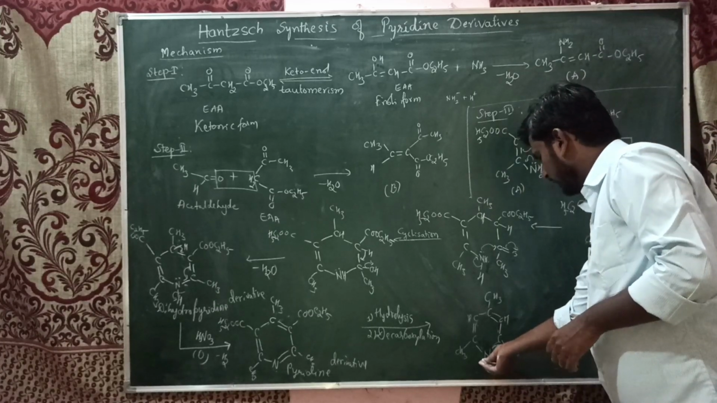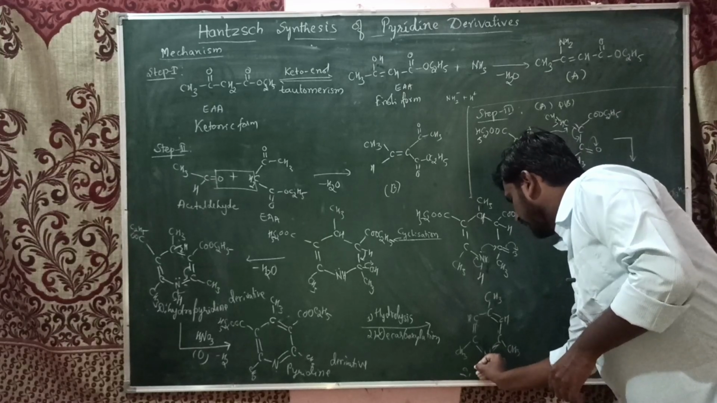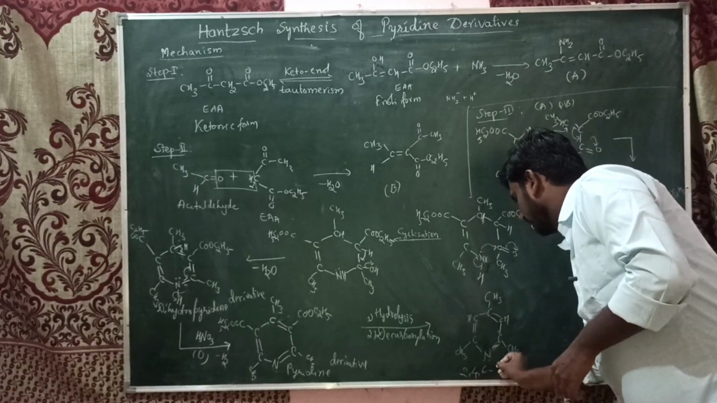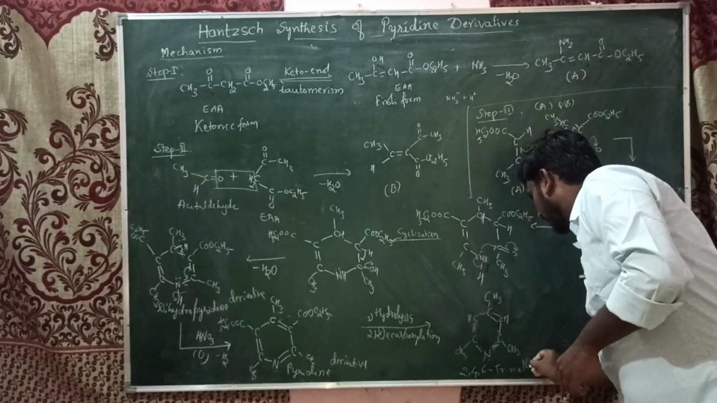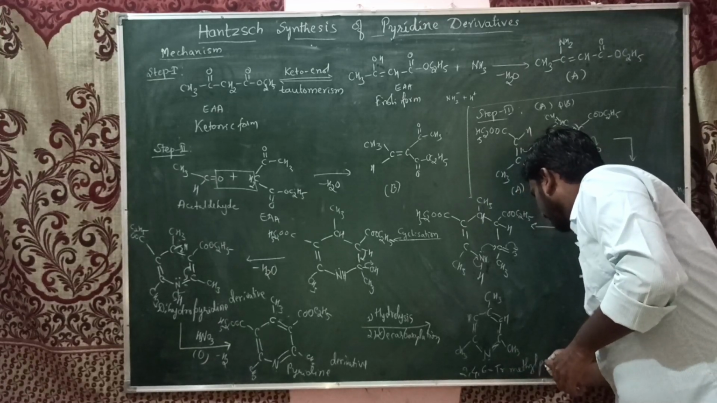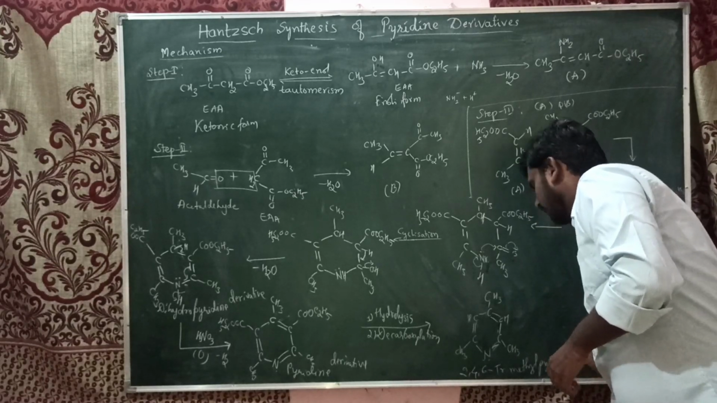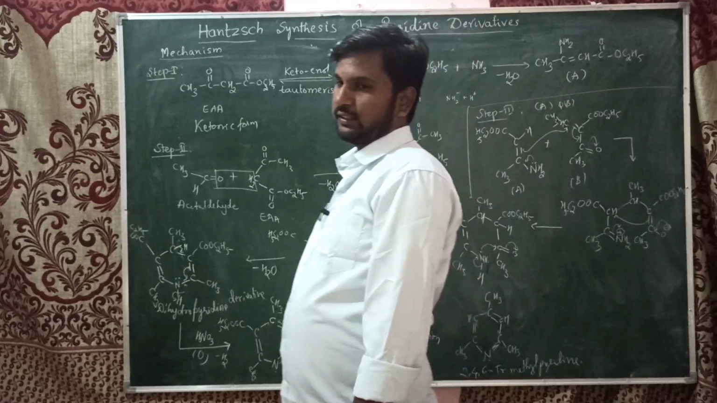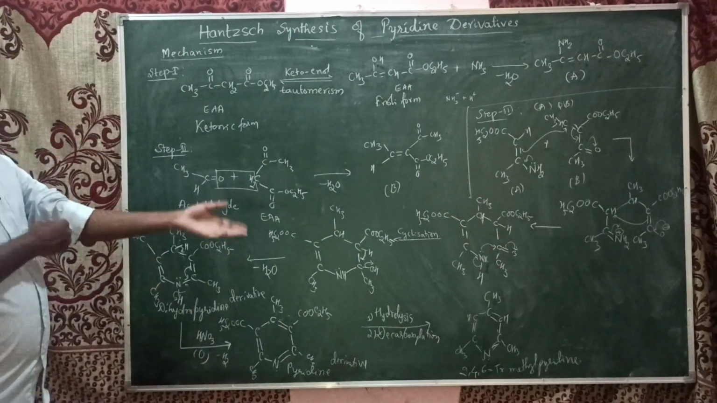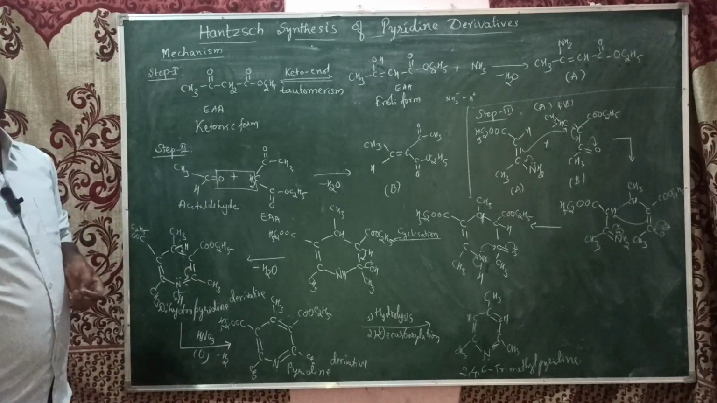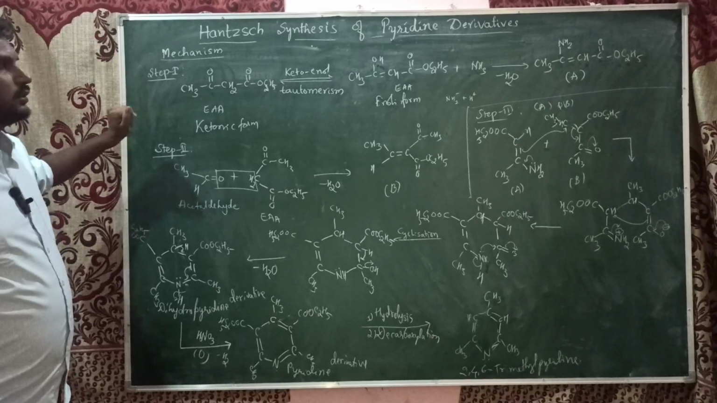So now it is the pyridine. That pyridine name is 2,4,6-trimethyl pyridine. This is the product we can get from the Hantzsch method of synthesis for the pyridine derivative. This is how the synthesis would happen. So we can classify this into 3 steps.